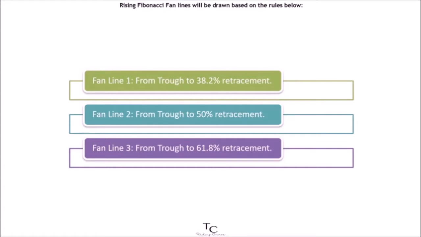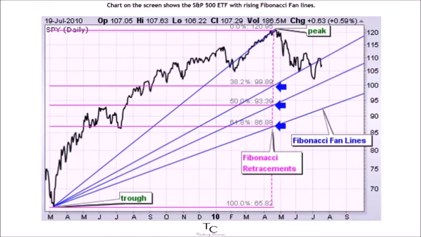Rising Fibonacci fan lines will be drawn based on the following rules. Fan line 1: from trough to 38.2% retracement. Fan line 2: from trough to 50% retracement. Fan line 3: from trough to 61.8% retracement.